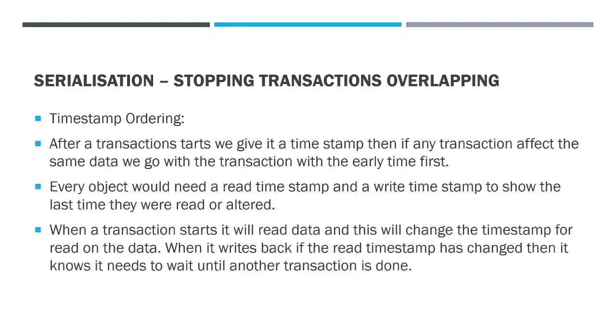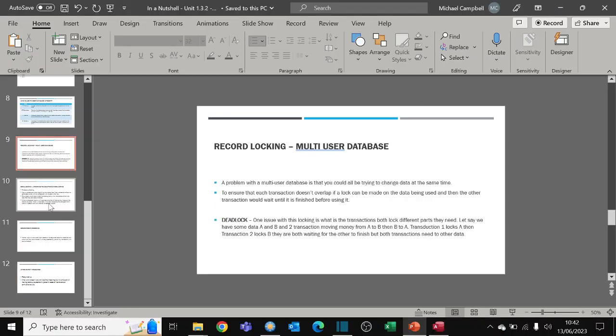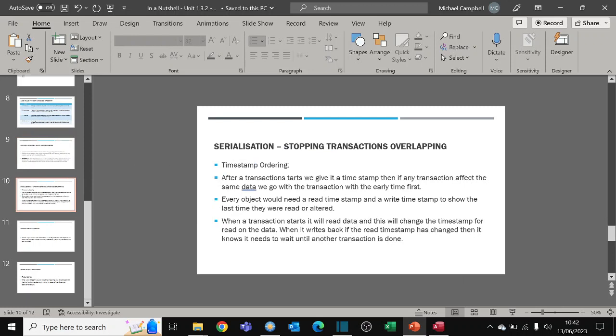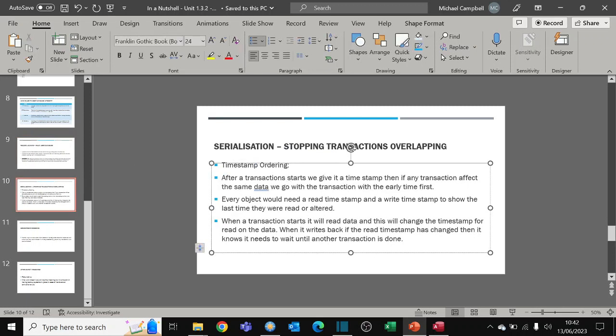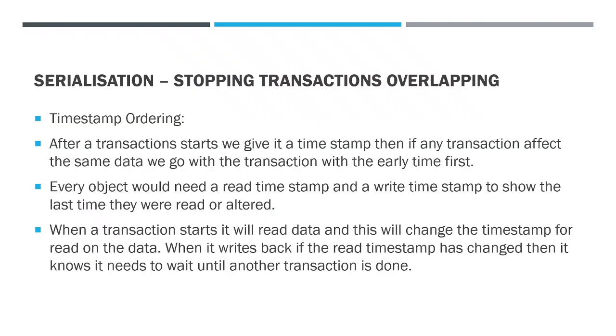So how do we do it? Well, one way is using serialization, okay, and that's to stop transactions overlapping. And one of the main ways to do that is something called timestamp ordering. After a transaction starts, we give it a timestamp. And then if any transaction affects the same data, we go with the transaction with the early timestamp. Okay, so if two things are accessing it, you go with the early stamp.